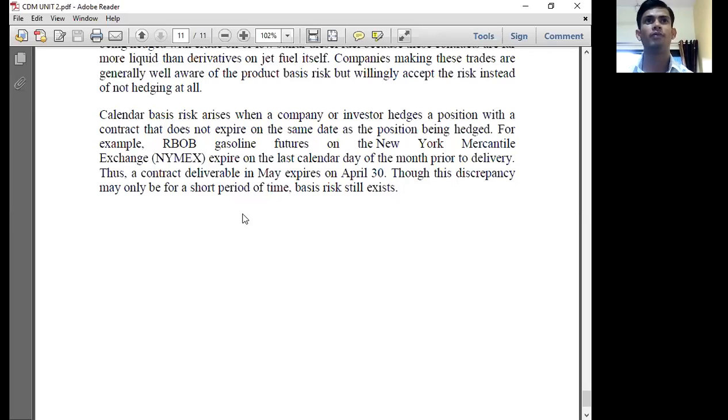For example, a heating oil future on the New York Mercantile Exchange expires on the last calendar day of the month before the delivery period. The contract may expire on April 30, but delivery happens in May and the contract expires on May 30. Then the contract is done and becomes negotiable. Thus the exposure may only be for a short period of time.